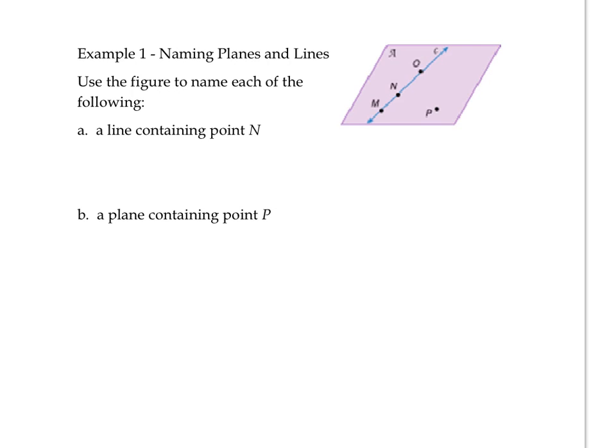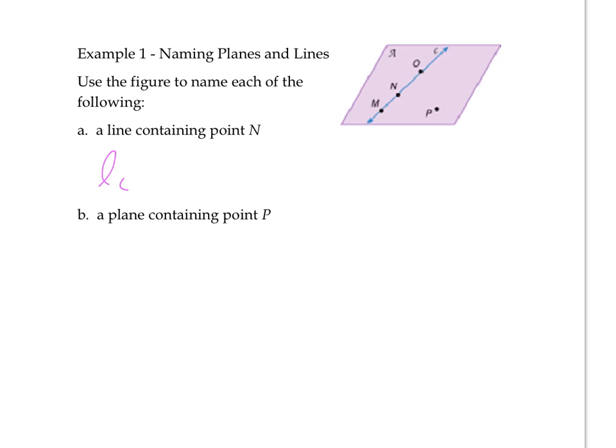Okay, so looking at this picture right here, use the figure to name each of the following. A line containing point N. Well, point N is right here. This is the line that contains point N. I can name this line C, like line C.